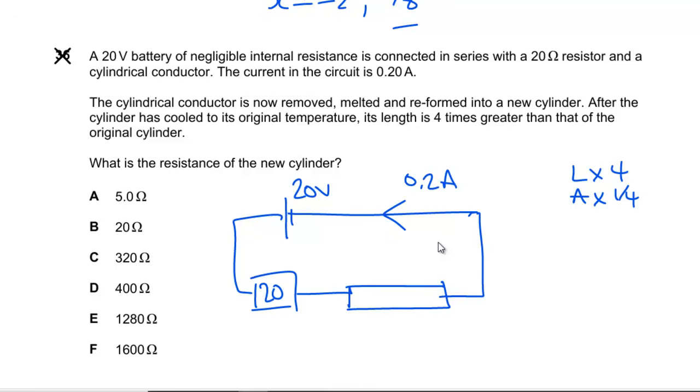Right, so we need the resistance here. So we know the total resistance is 100 ohms because we've got our V equals IR, so that must be 80 ohms. And resistance is going to be that times that over that. So our resistance has gone up by 16. So we want 80 times 16. So what's that? 1280, E.